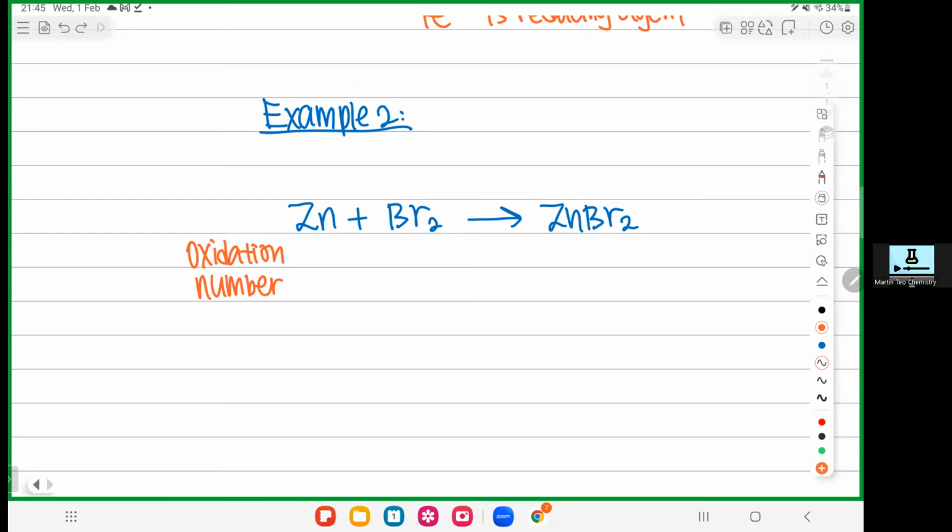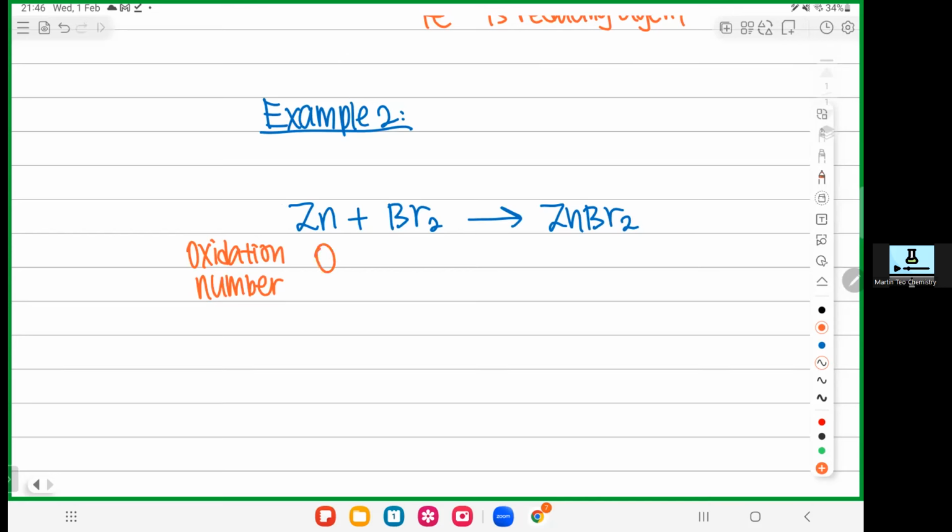Okay, 0, not +2. Because you only get +2 when you have charge. You don't have charge at all. So if you don't have charge, you are not an ion. You have only one species, you are an element. So its oxidation number should be 0, okay?